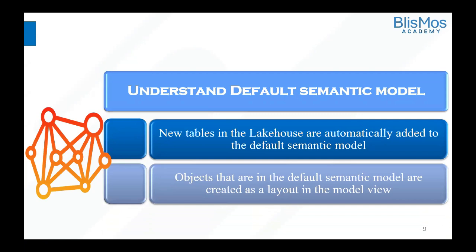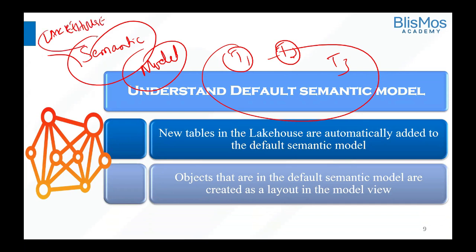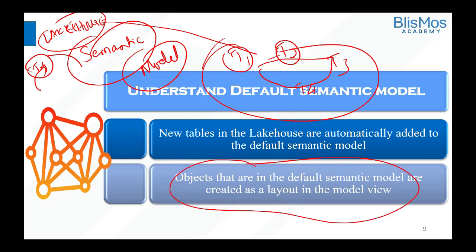And a couple more points. Let us say this default semantic model is created now, which has T1, T2, and T3 tables. And we are saying this semantic model is derived from a lakehouse. Now, if this lakehouse has these three tables, by any chance, if T4 is added here, this semantic model also automatically adds it. Hopefully, you guys are getting my point. Yes, sir. Okay. So objects that are in the semantic models are also created as a layout. Basically, it's a representation of what I told.